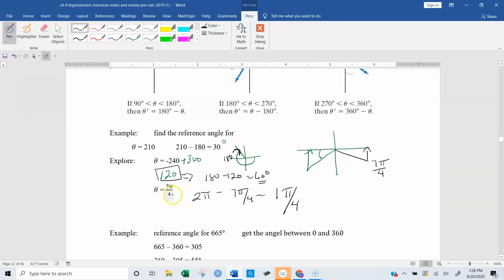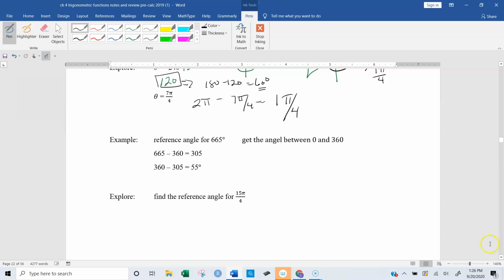7 pi over 4 is within a circle. It's very close to a full circle, so we take 2 pi minus 7 pi over 4, so right here is where you're at. You went all the way around. And when we do that, we end up with 1 pi over 4, so we got 1 pi over 4 from here to here, or 45 degrees. All right, now let's look at some of these.